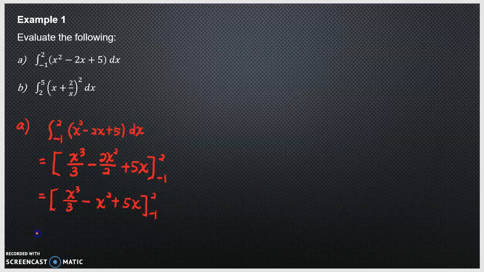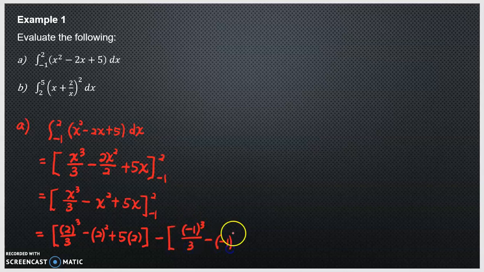First we substitute the value of 2. That means 2 to the power of 3 over 3 minus 2 squared plus 5 times 2. Then minus, we substitute the value of -1: -1 cubed over 3 minus -1 squared plus 5 times -1.